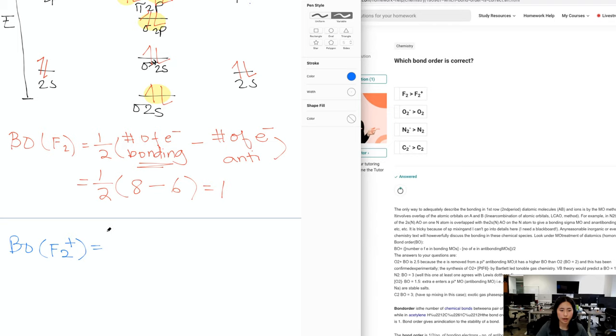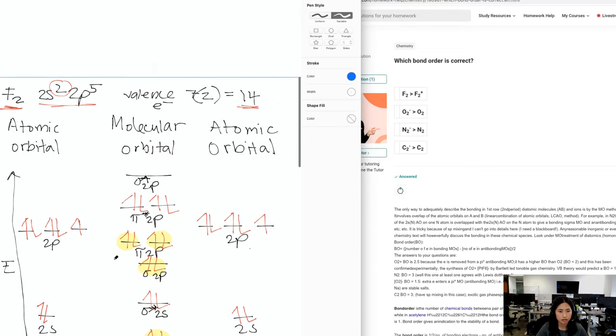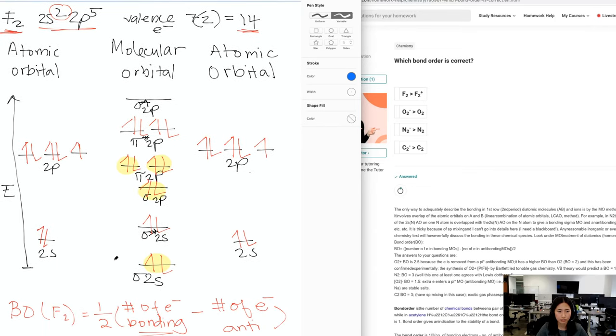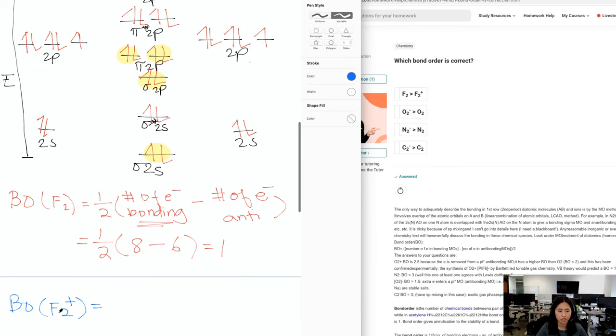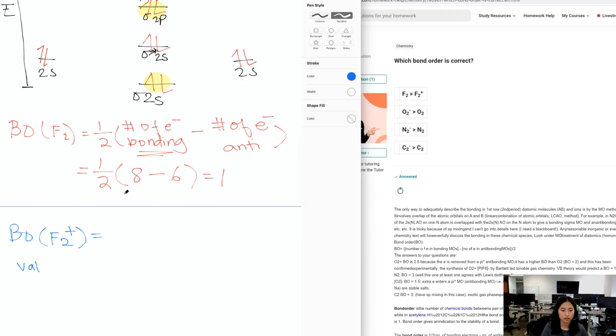Okay, so for F2 plus, the valence electrons will be different because now you have a plus charge. So let's start off by writing the valence electrons of F2 plus. It's simply going to be 7 times 2, and then minus 1, because of that plus charge. Remember, it has a tendency to lose electrons because it's a cation. So 7 times 2 is 14, minus 1, which gives us 13.